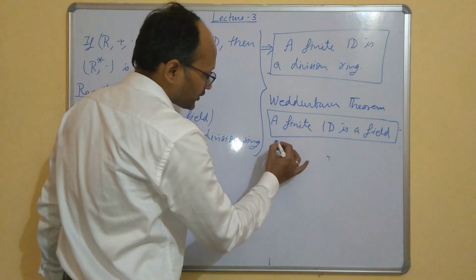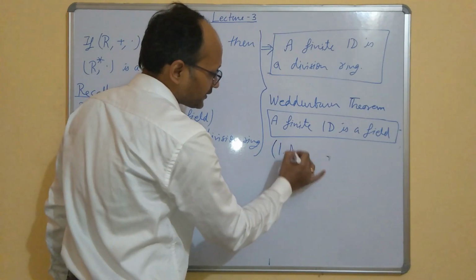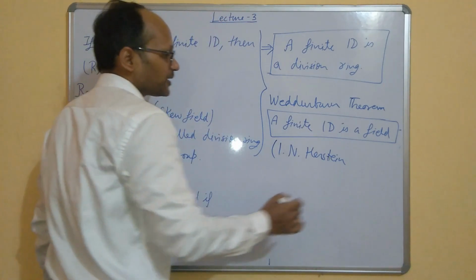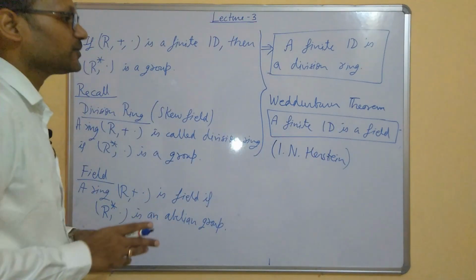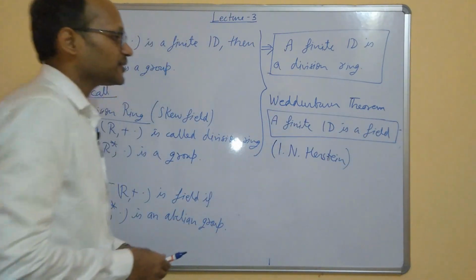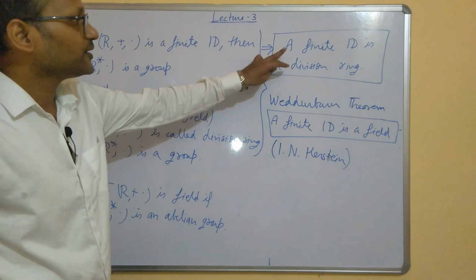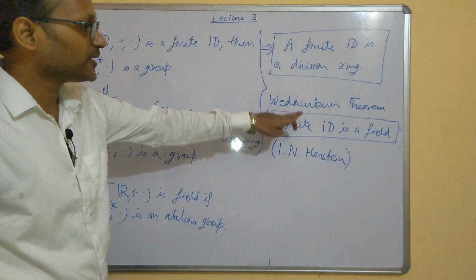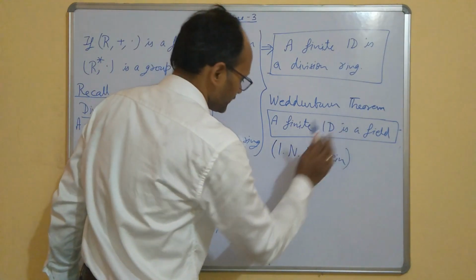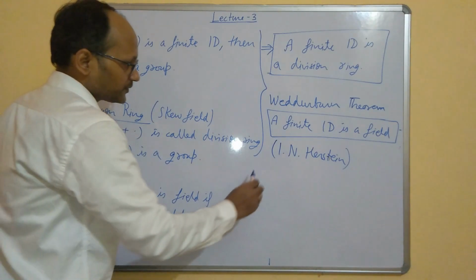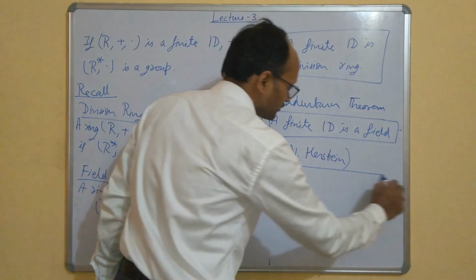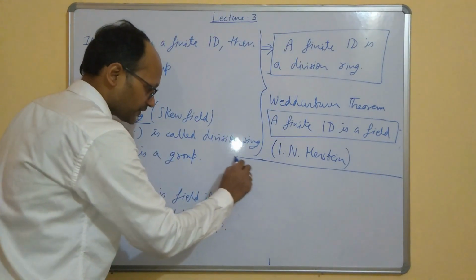The proof of this theorem you can get in the book of Ian Herstein, Topics in Algebra. We are not going to give the proof of this theorem, but this is the fact that if you have a finite integral domain, then that finite integral domain will become a field. But this theorem is not true for the infinite case.